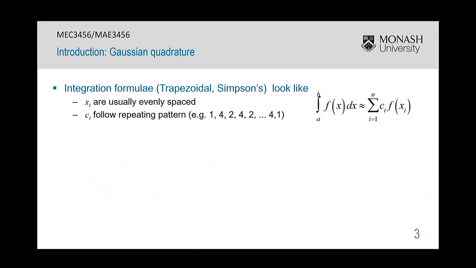So all of the integration formulas that we've looked at so far look like this formula here. The integral from a to b of some function is equal to some coefficients or weights, ci, multiplied by the function values at some points xi. Most of what we've done, the xi are evenly spaced, and c usually follows some kind of repeating pattern. For example, in Simpson's 1/3 rule, they go like 1, 4, 2, 4, 2, etc., all the way up to 4, 1.